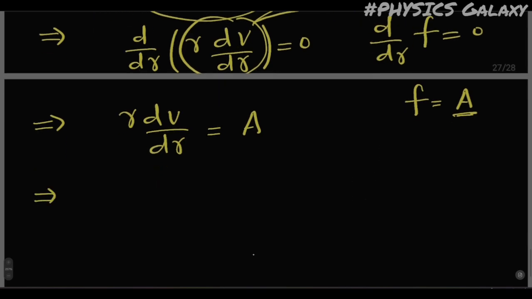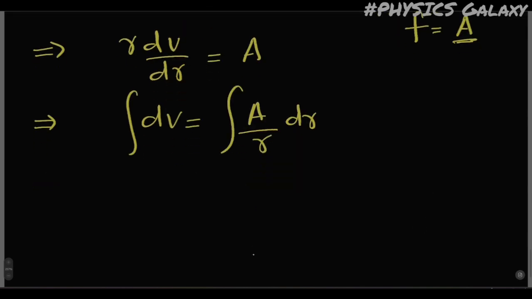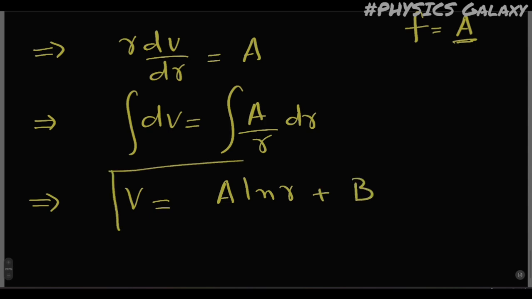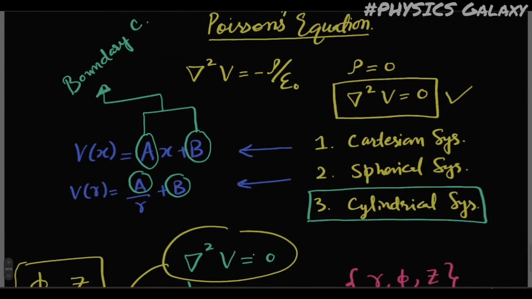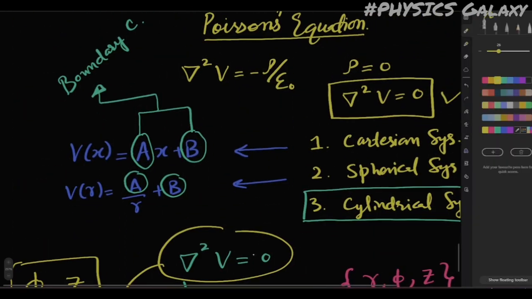Then we'll do the second integration. For that, I will separate the variables: dV equals to A by r dr. It's just a simple separation of variables, and I will integrate both sides. V equals to A times the integration of 1 over r, which is ln of r, plus the second integration constant, that is B. So we have our solution, V equals to A ln of r plus B. This is the solution in cylindrical coordinates. Now if we go back to all our solutions, we have the third solution as well.